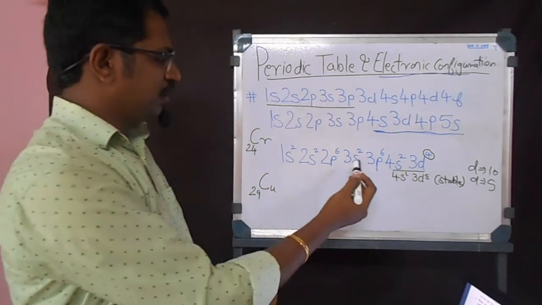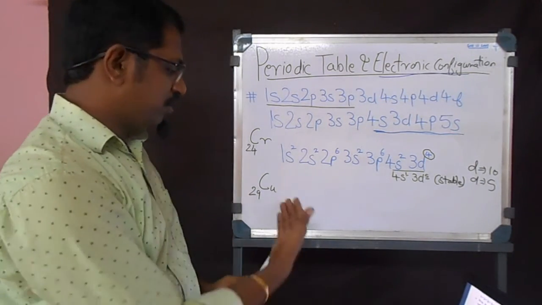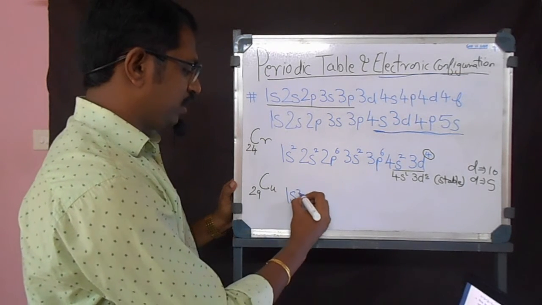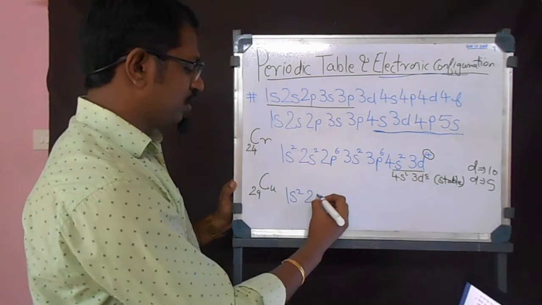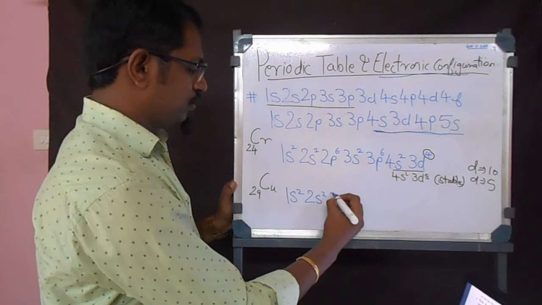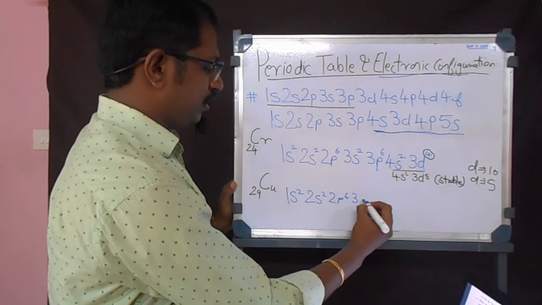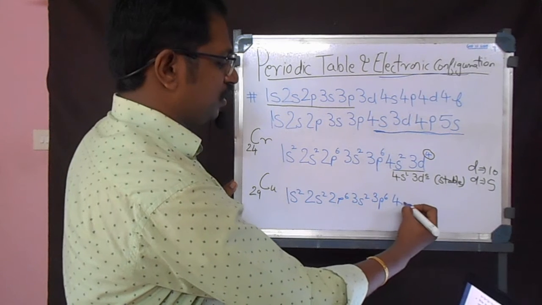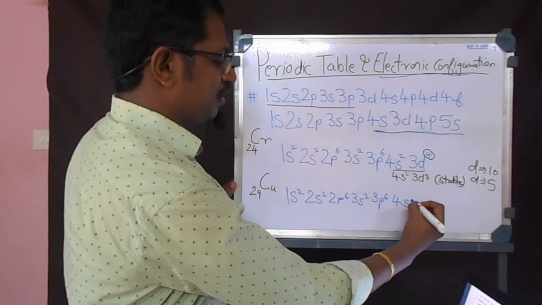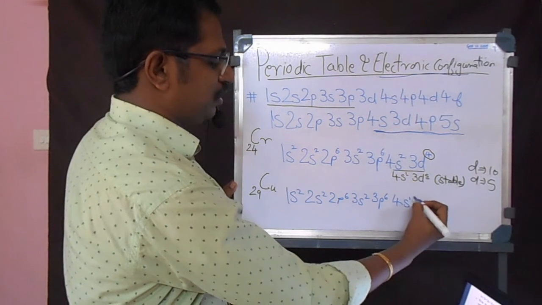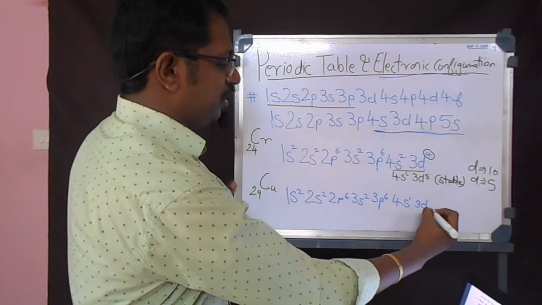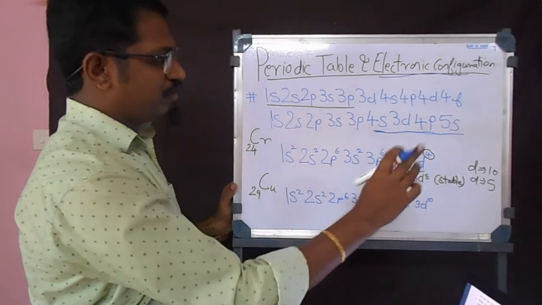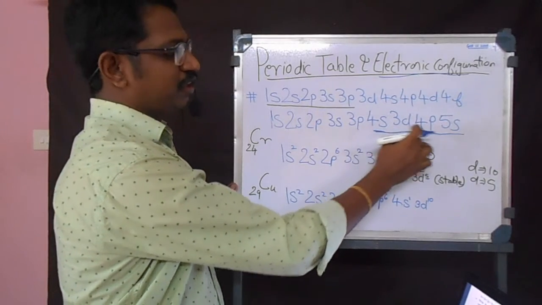This is about chromium. So what about copper? Exactly the same. You have to be careful writing copper. 2s2, 2p6, 3s2, 3p6. Then you go here, it will come 4s. You should think properly and see. It is 4s1 and 3d10. What you will do is fill up this one first. Actually what we told, we have to fill this one and then go this way.